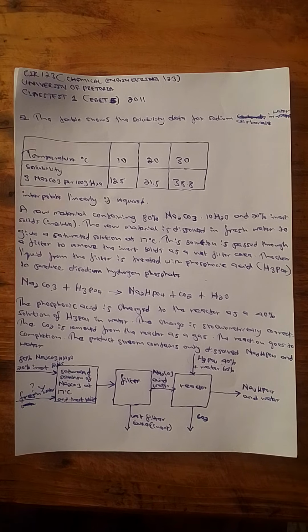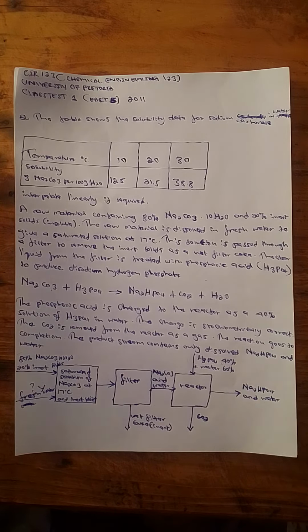We continue with class test 1 of 2011 and we're looking at part 5, which is question number 2, question 2b. So let me just go through yet again the information that has been given here. It says the table shows the solubility data of sodium carbonate in water, and that's the table, and it even says that interpolate linearly if required.